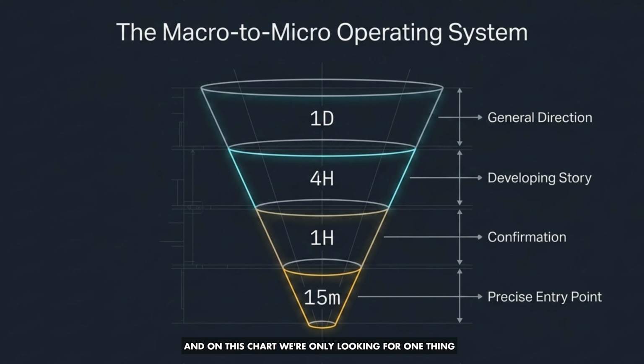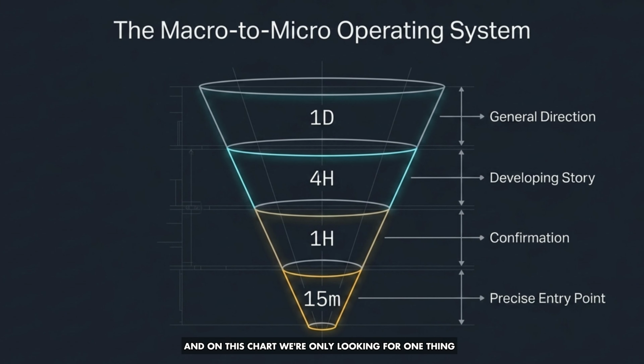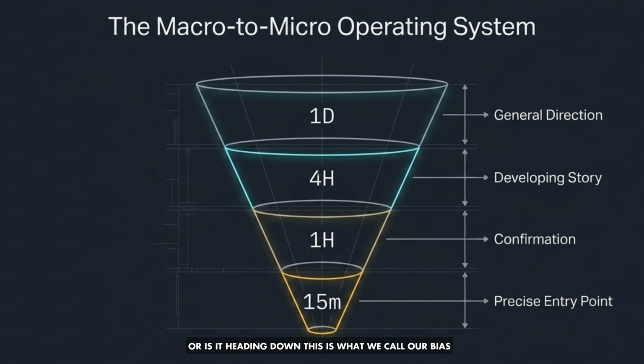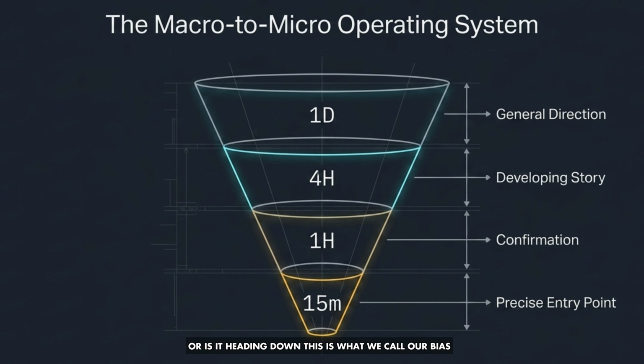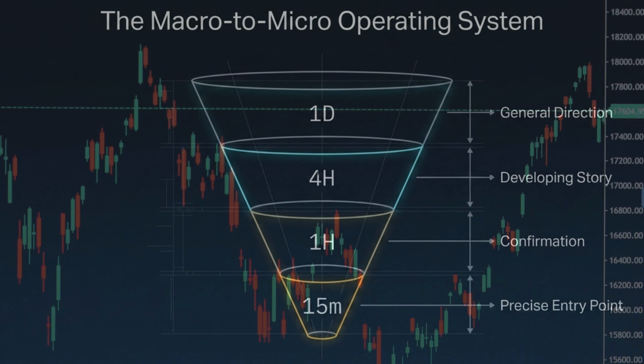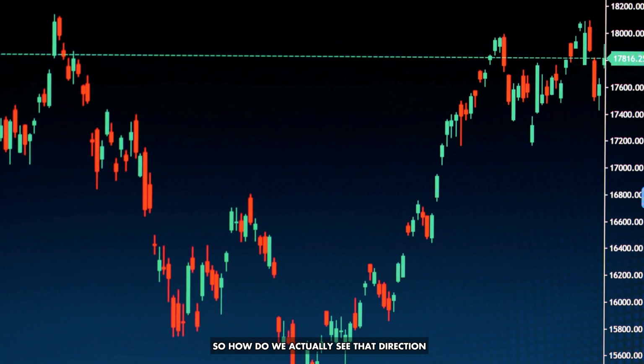And on this chart, we're only looking for one thing. What's the big story? Is the market generally climbing up, or is it heading down? This is what we call our bias. It's like finding north on a compass before you start your journey. So how do we actually see that direction?